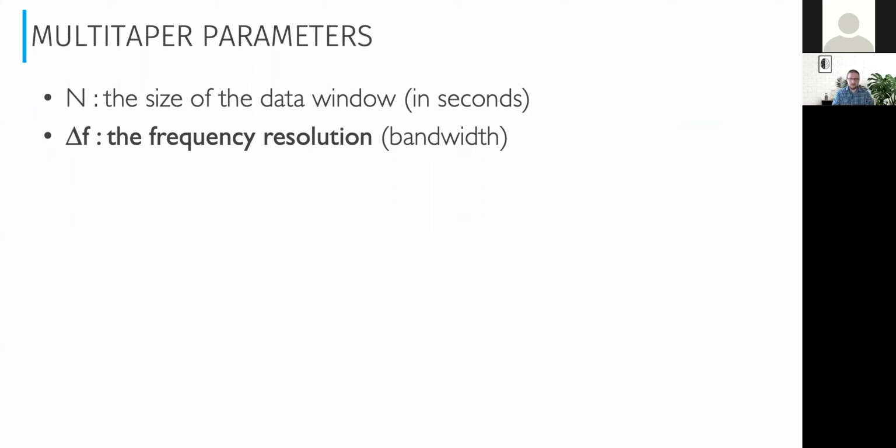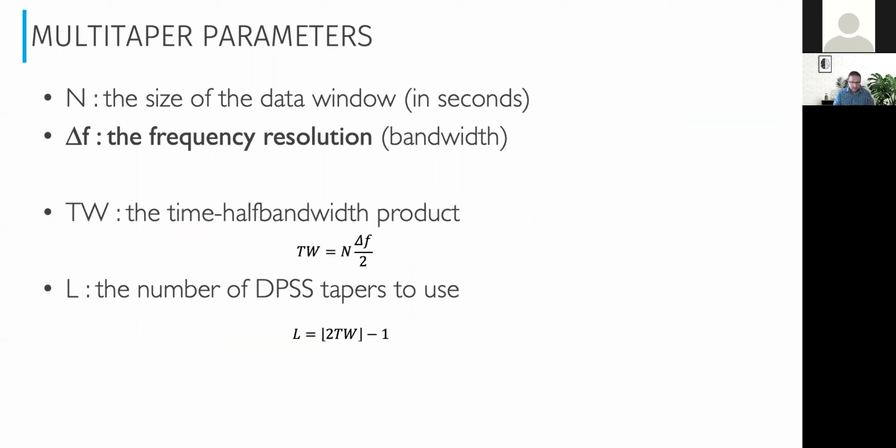And so there are a bunch of parameters that you need to use when looking at the multi-taper spectrum. There are 2 things that you really want to look at. First is the size of the data window that you're looking at. And then there's the frequency resolution. How wide do you want this main lobe to be? And there are some equations that you use to get these that we can talk about later if people are interested in.